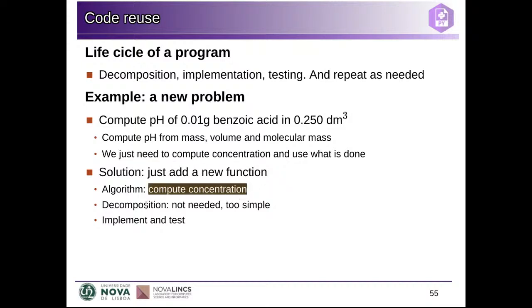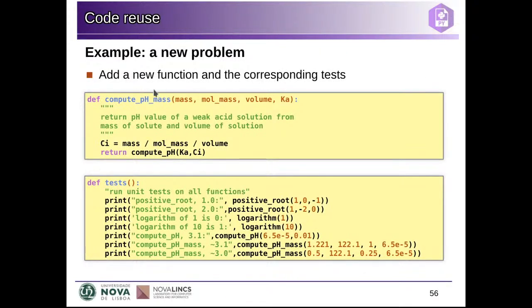We're going to compute the concentration and call the rest of the program. So we don't need to decompose anymore. We just add this function, compute pH from mass, where we get the mass of a species that we have in solution, the molar mass of that species so that we can compute the concentration, the volume of the solution, and the dissociation constant. So now we compute the concentration by dividing the mass by the molar mass and the volume, and then return the result of computing the pH using that concentration.